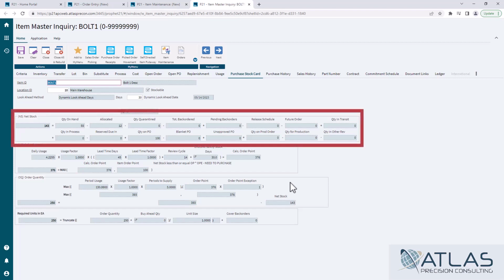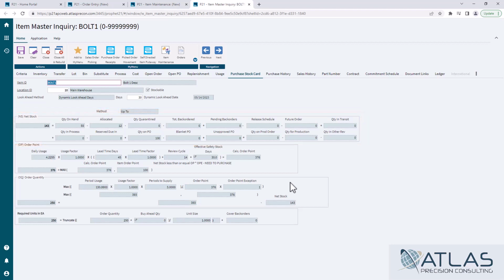Essentially, NetStock, which is this top formula here that we're going to look at, is just a bunch of additions and subtractions of different types of transactions. And the net stock is if all of those transactions were posted at the same time, the net result of that would be my net stock. This is how many I would have on hand after I've shipped, transferred, received, produced, whatever.